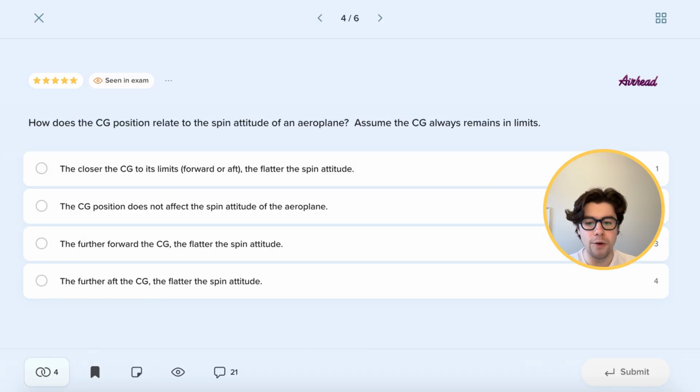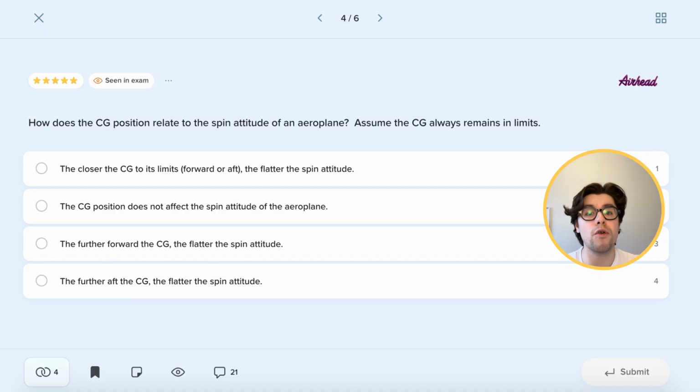Now for question number 4, how does the CG position relate to spin attitude of an airplane? Assume CG always remains in limits. And this one is quite intuitive as well. So you can think about fighter jets which have the CG more aft than forward in order to increase maneuverability. If you ever saw a video of a fighter jet stalling, it is very prone to a deep stall, meaning the aircraft will start spinning and stalling, being essentially flat. So having the nose at the horizon. And this is because the CG is more aft.